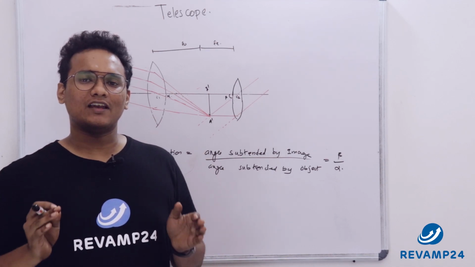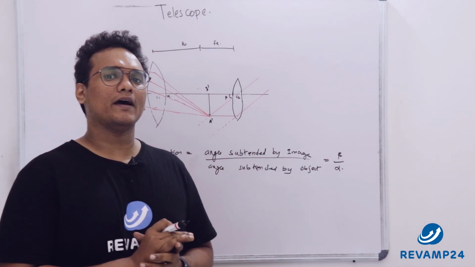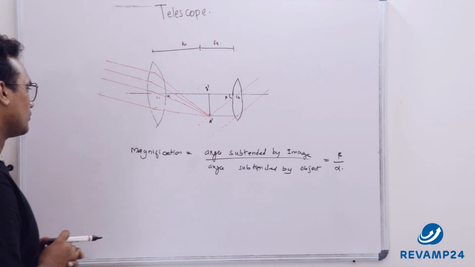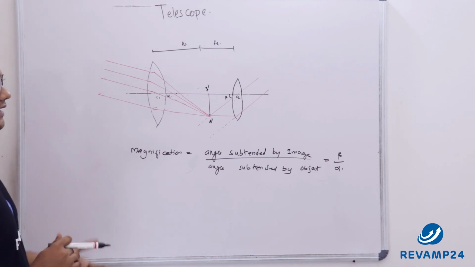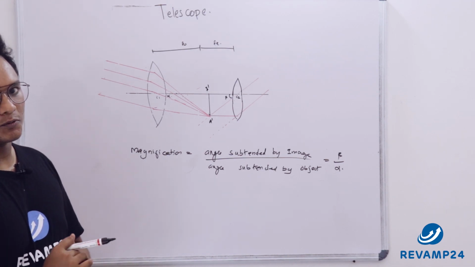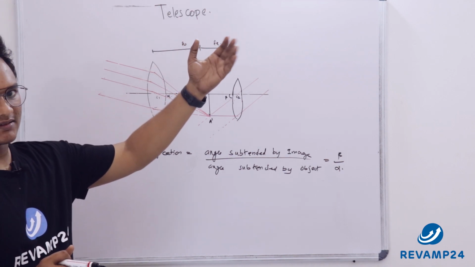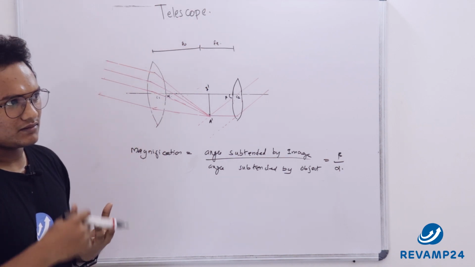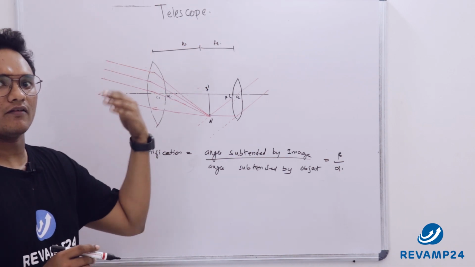In this video, I will explain what a telescope is and its magnification. Okay. Now, why are we using a telescope? To see stars and planets which are very far away from us.